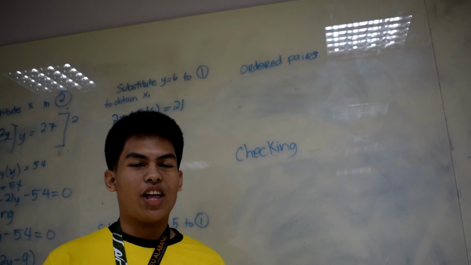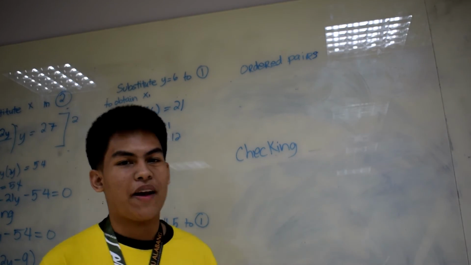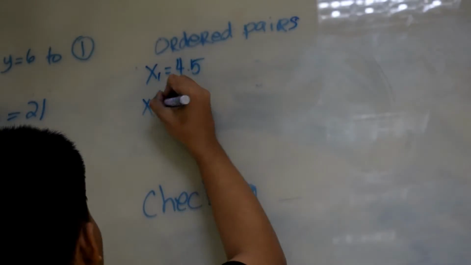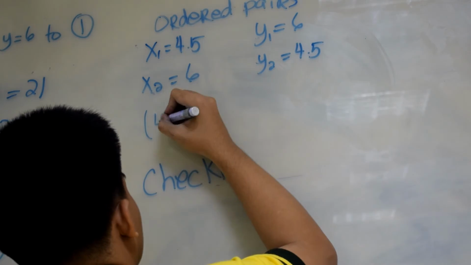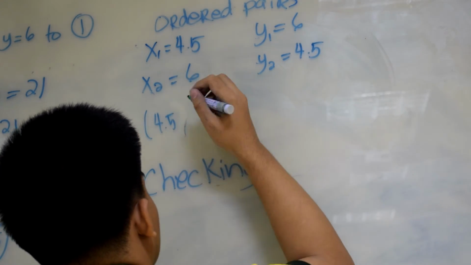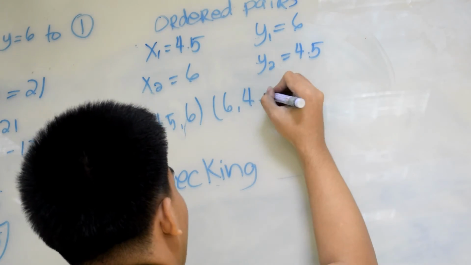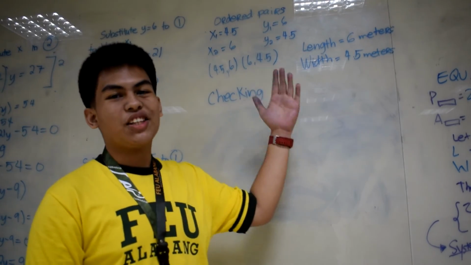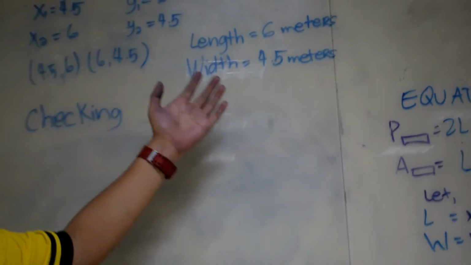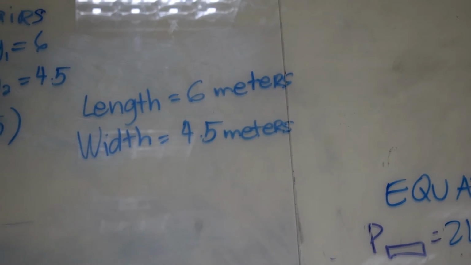Now we have solved the values of x and y, so we can now determine the ordered pairs. Now this is the length and the width of the classroom. The length is 6 meters and the width is 4.5 meters.